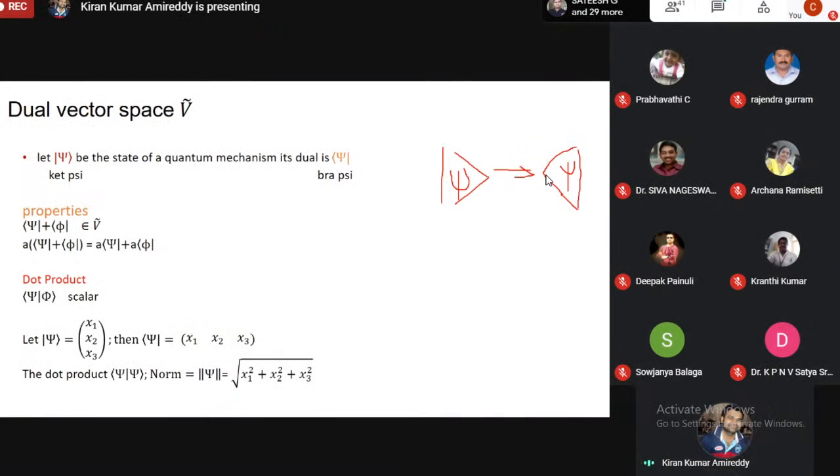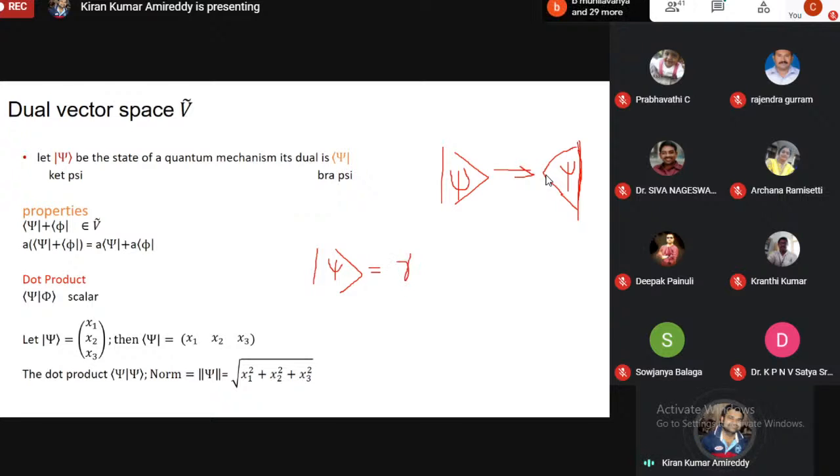So the dual nature can be represented like this. So ket psi can be represented as its dual nature bra psi, or bra psi can be there as ket psi. So then we can add some of the properties. So simply, suppose we have a basis vector, then ket psi can be expressed. Actually, when we are writing the quantum mechanical state, usually we'll get like this.